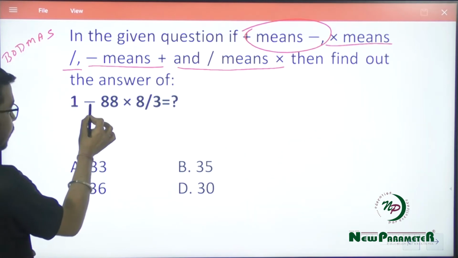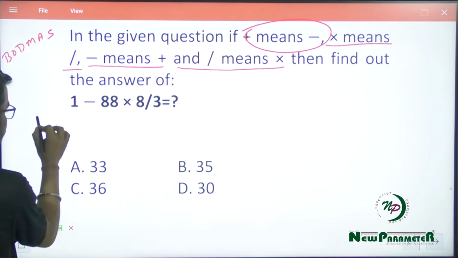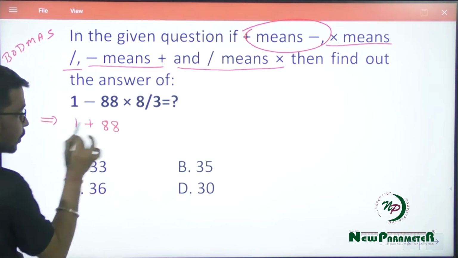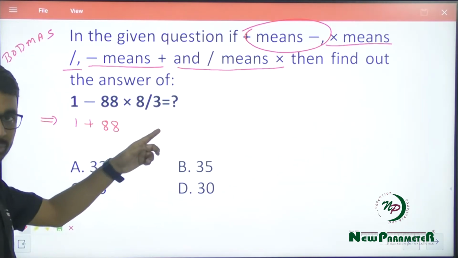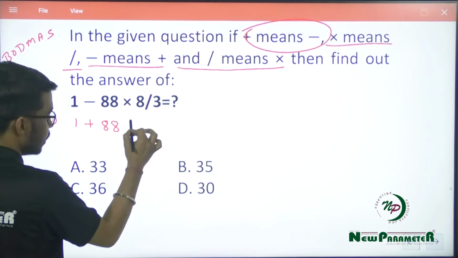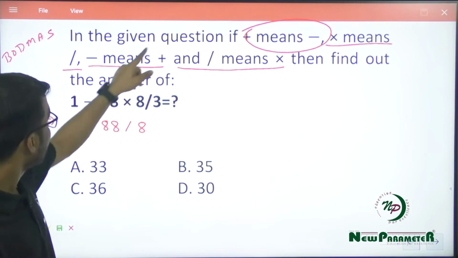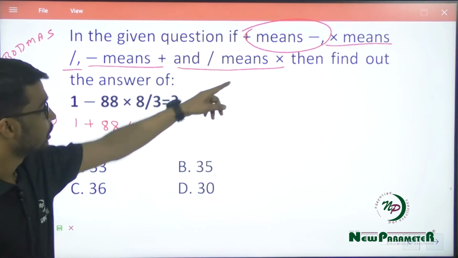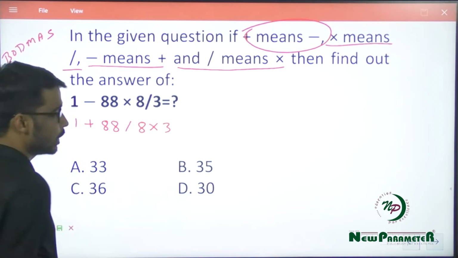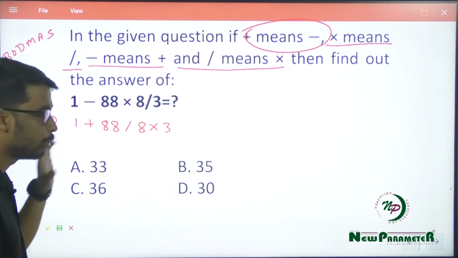So we know that minus means plus. So this equation will change into 1 plus 88. The numbers would not change, only the operators would change, right? Multiply means divide, so in place of multiply we will use the symbol for divide, and divide means multiply, so divide would be replaced by the symbol of multiply. Now this would be my resultant equation where I have to follow the rule of BODMAS.